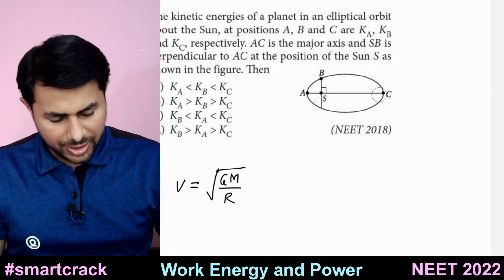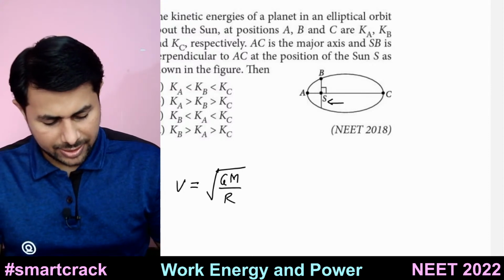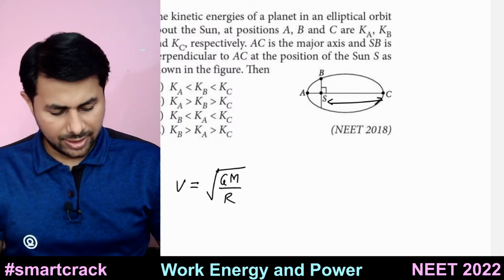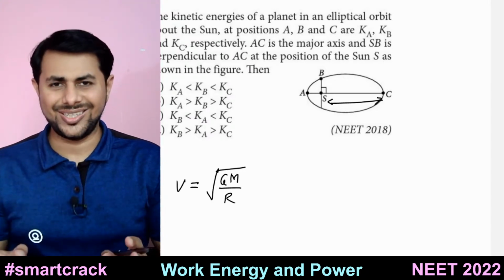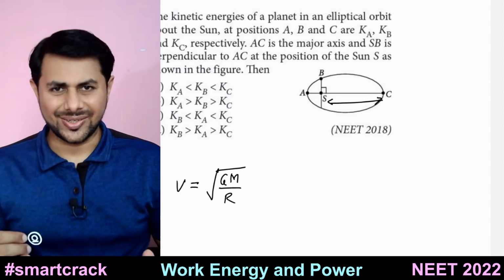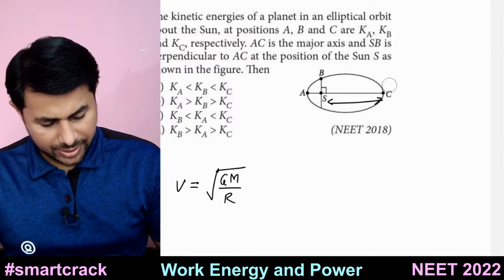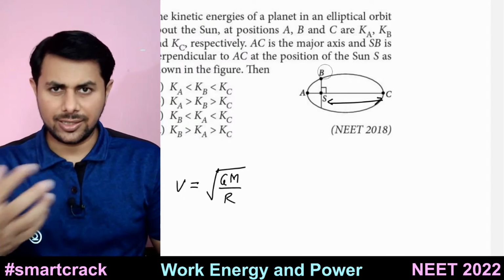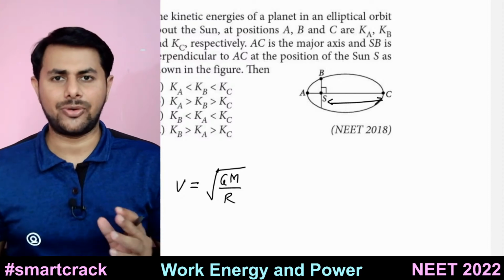So at this point, r is maximum, the distance between the sun and the planet is maximum, and therefore kinetic energy will be minimum, because as r increases, v decreases. So kinetic energy will be minimum at point C, then slightly greater at point B, and maximum at point A.